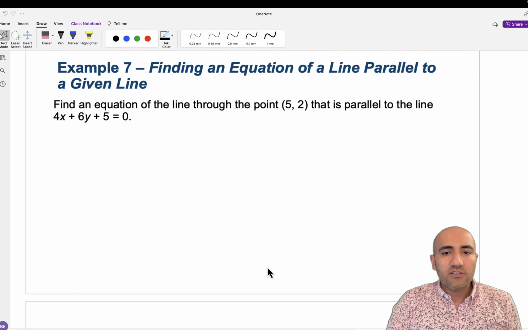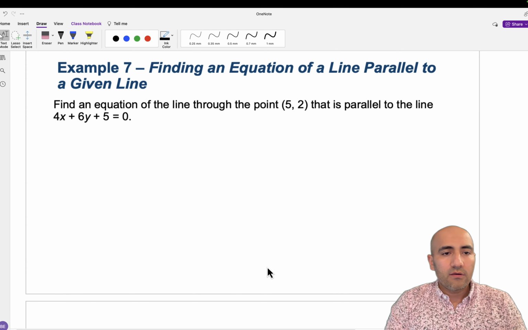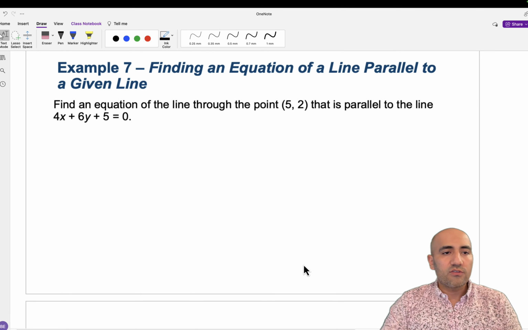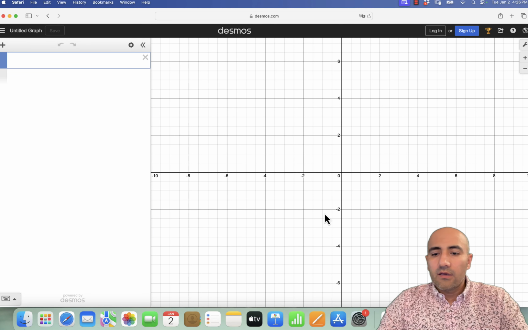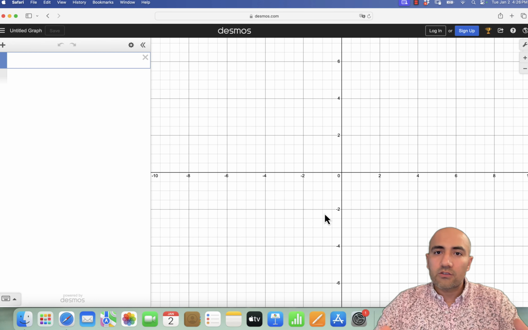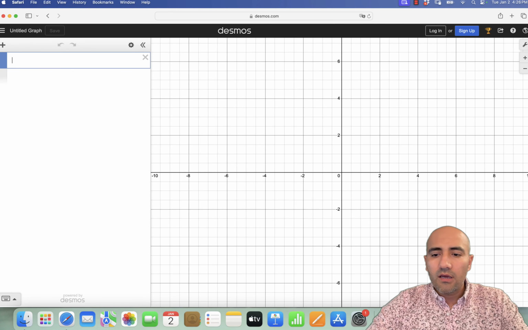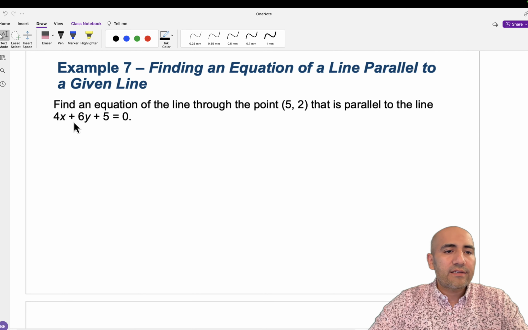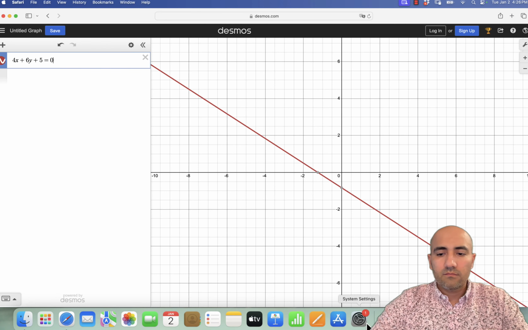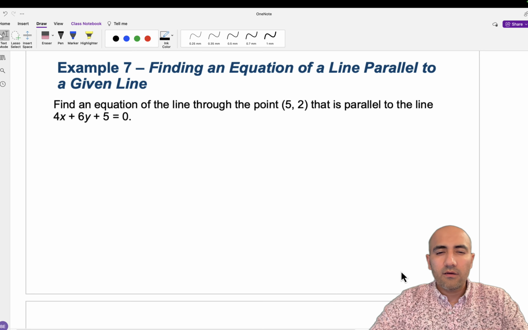I'm going to use technology to illustrate what this is really asking. I like to use Desmos. This is desmos.com, and I'm using their graphing calculator. It's a great online tool. Make sure you're allowed to use it, and make sure you're using it to learn, not just to copy things. So back to our question. I want to graph 4x plus 6y plus 5 equals 0, and then the point 5, 2.